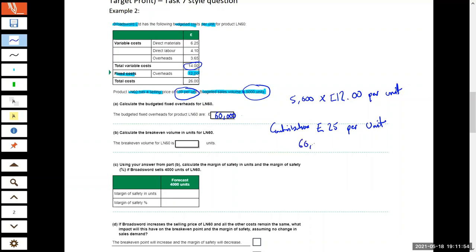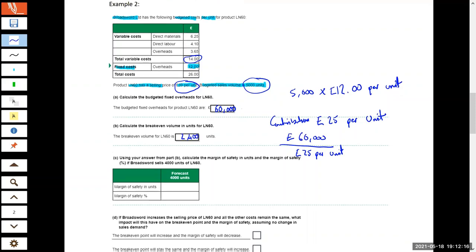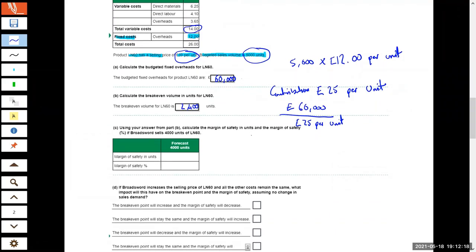So we're covering this £60,000 difference, okay? So we're getting from the £60,000 fixed costs up to zero, and we're covering that distance at a rate of £25 per unit, which gives us 2,400 units. Absolutely brilliant. Thank you. Okay, using your answer from part B, calculate the margin of safety in units and the margin of safety percentage if Broadsword sells 4,000 units.